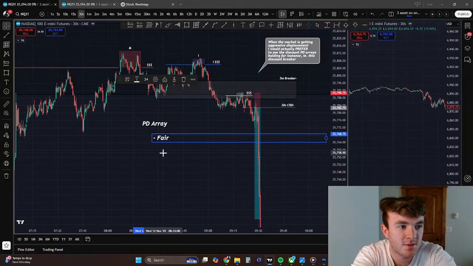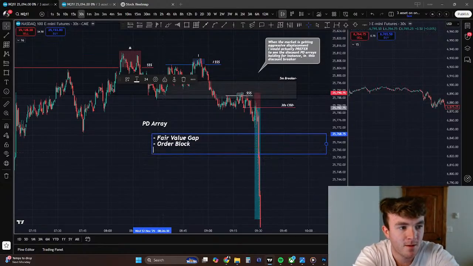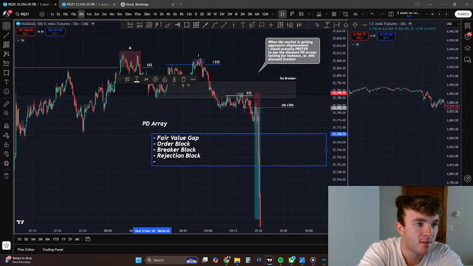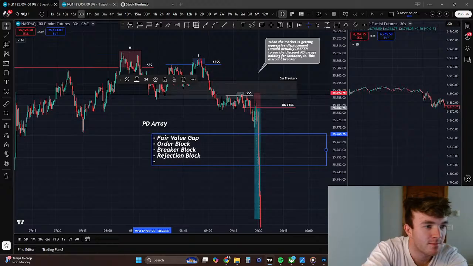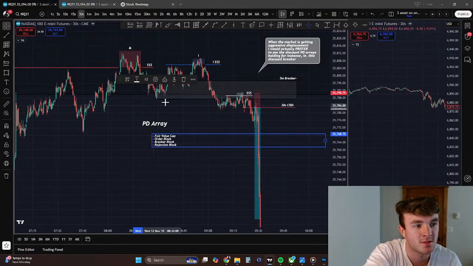fair value gap, order block, breaker block, rejection block. Those are the main 4. We'll just leave it there. There's more though, but those are the main 4.